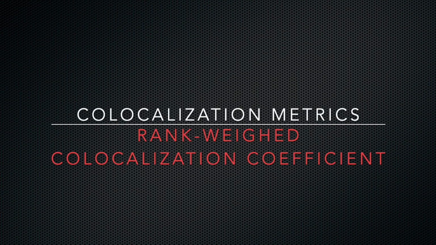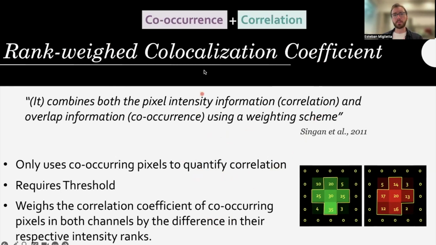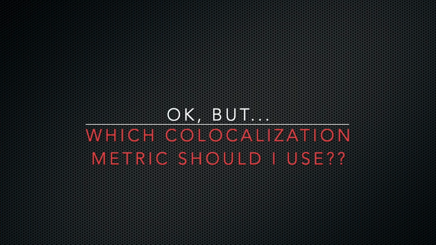Finally, I'm going to talk about a final metric of colocalization, which is not very widely used, but it is present in one of the tools that I'm going to demonstrate later, which is CellProfiler, and that is the rank weight colocalization coefficient. This is an algorithm that combines both co-occurrence and correlation, and basically what it does, it measures the correlation of all pixels, but it weighs that correlation on the difference of the ranks of the pixels in the different channels. So I talked about a lot of metrics.